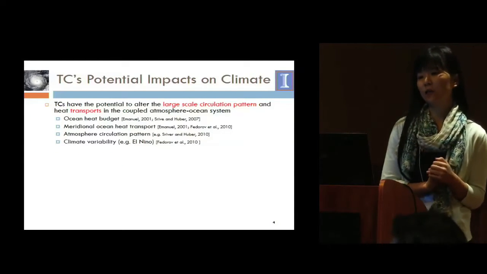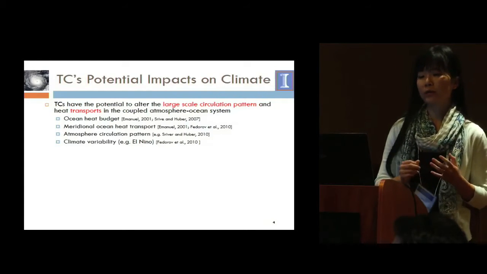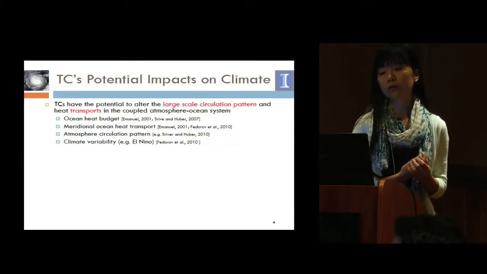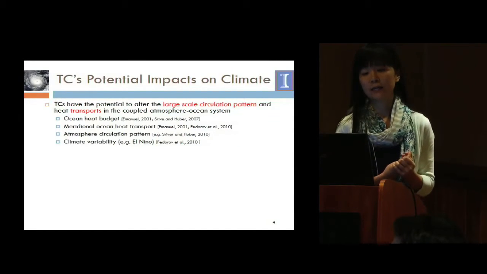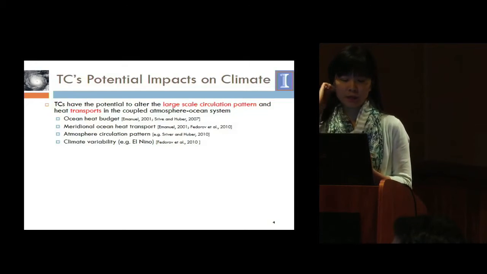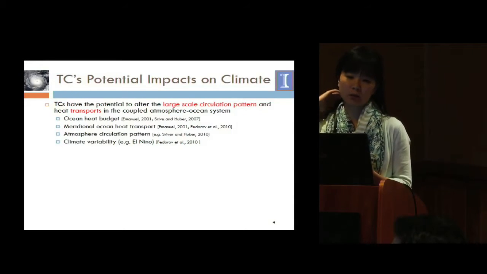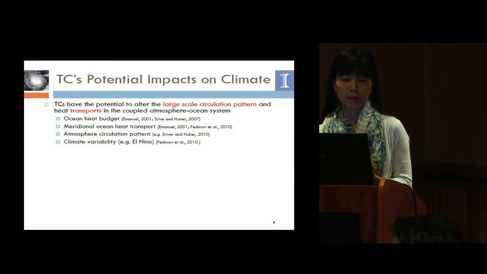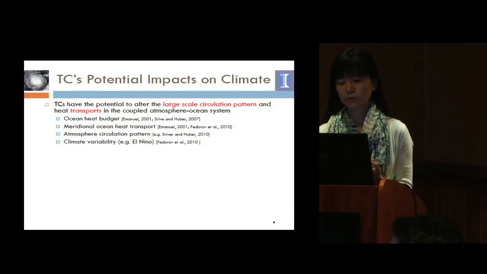Over the past decades, a lot of studies have supported the idea that tropical cyclones have the potential to alter the large-scale circulation pattern and heat transport in the coupled atmosphere and ocean system. Studies have found that tropical cyclones could significantly affect the ocean heat budget and meridional ocean heat transport, mainly in the tropical area, and also atmospheric circulation patterns such as the Hadley circulation, and also climate variability. They will contribute to El Nino-like ocean temperature patterns.